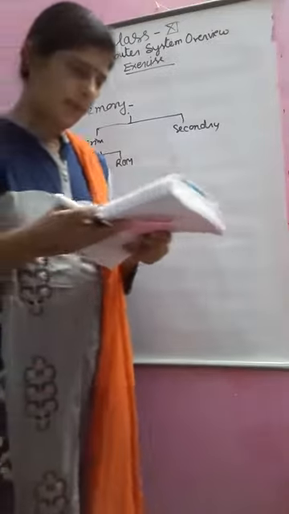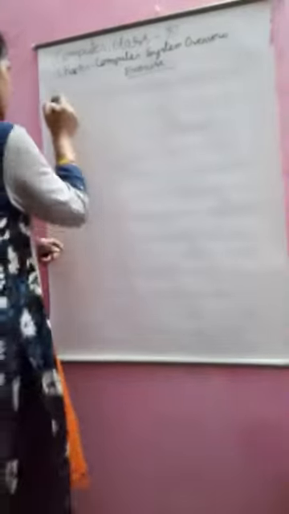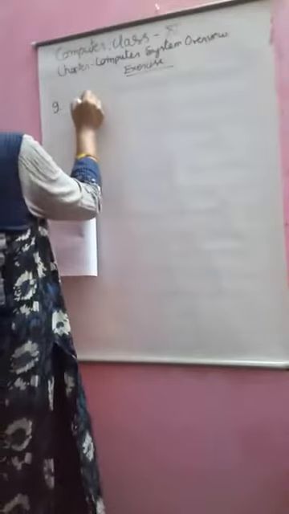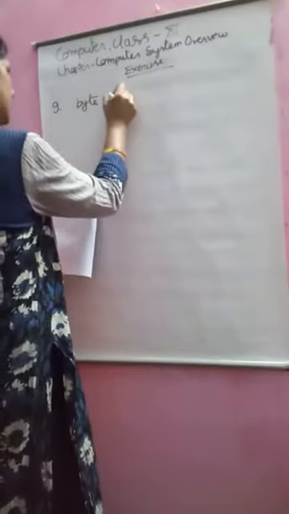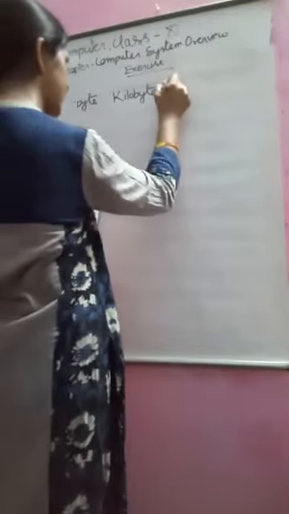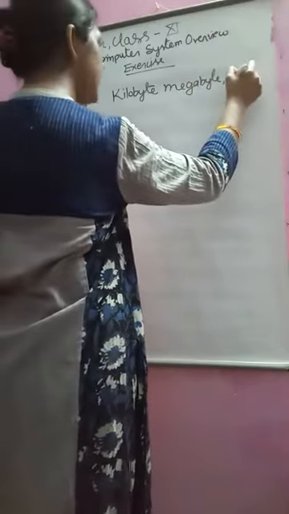Now, define the following. I think I didn't take this one, so I take this one. Question number 9. Define each of the following, that is byte, kilobyte, megabyte, gigabyte and terabyte.